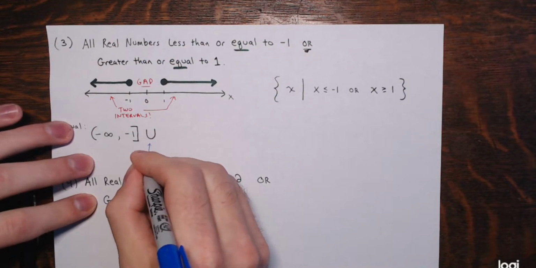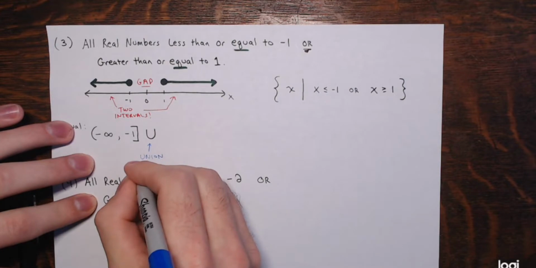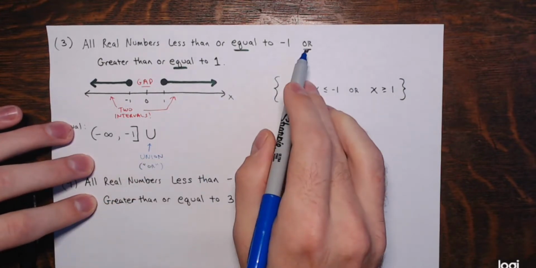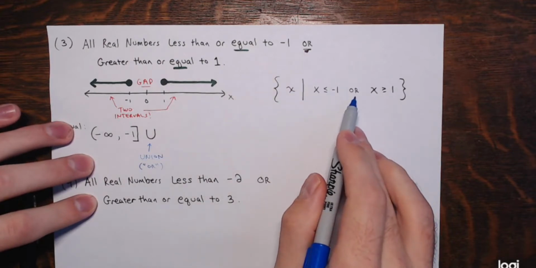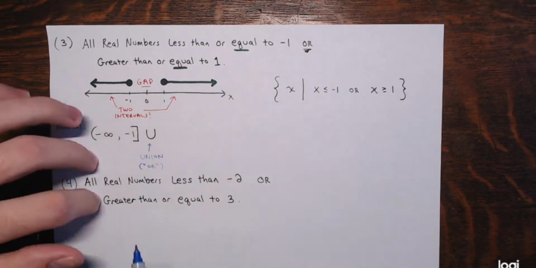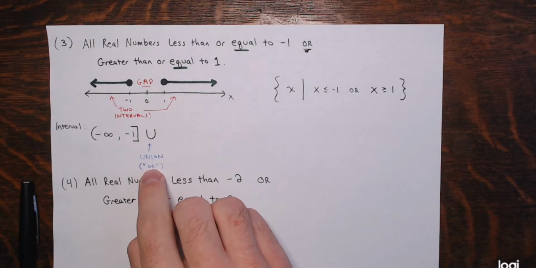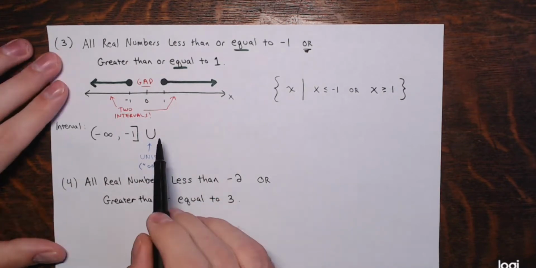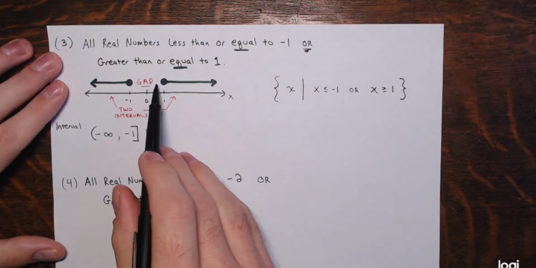All right, this is the union symbol. And it really just represents the word or. In this inequality in the set builder notation, the gap is represented by the word or. So this union symbol represents the word or in set notation. This kind of represents the gap, the break, the hole.